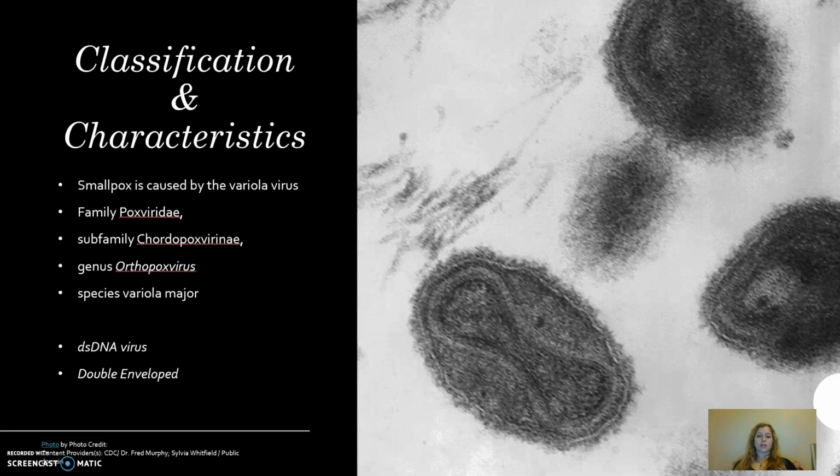So smallpox is caused by the variola virus. There are two forms of this virus, variola major and variola minor. The most well-known, and the one we will be discussing today, is variola major.